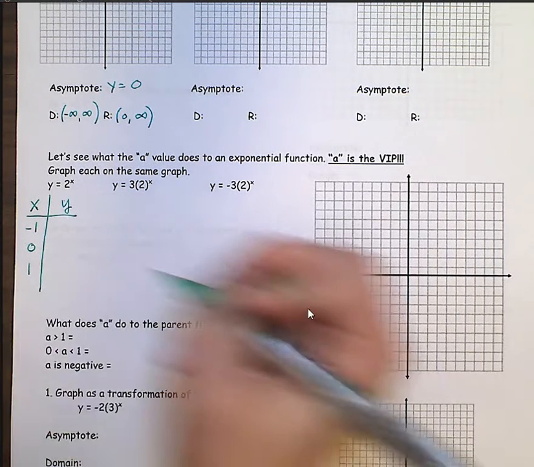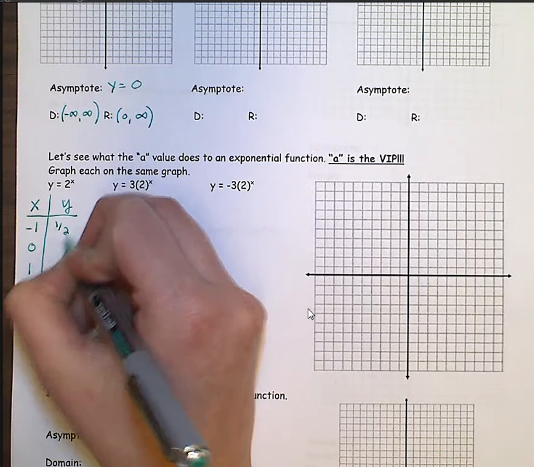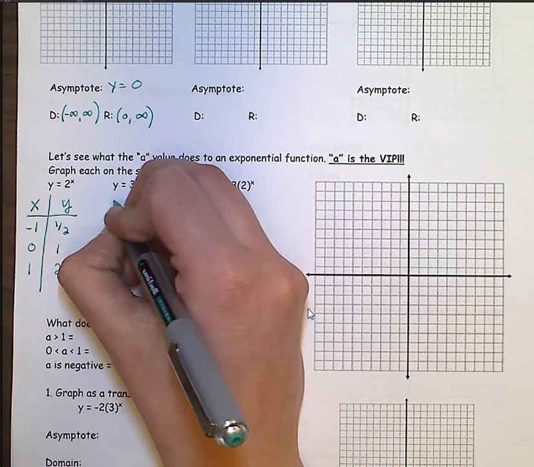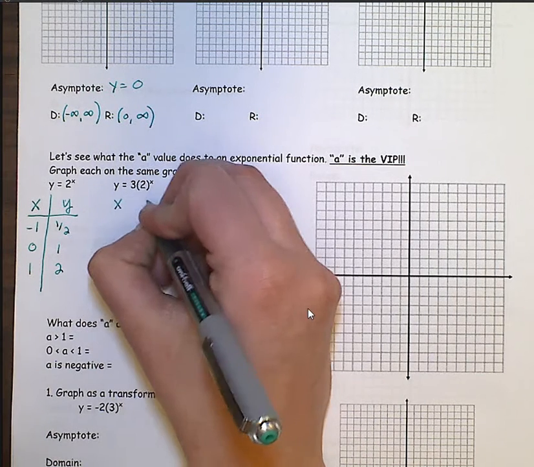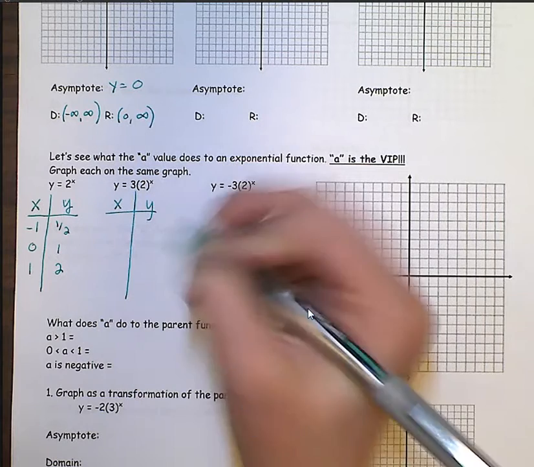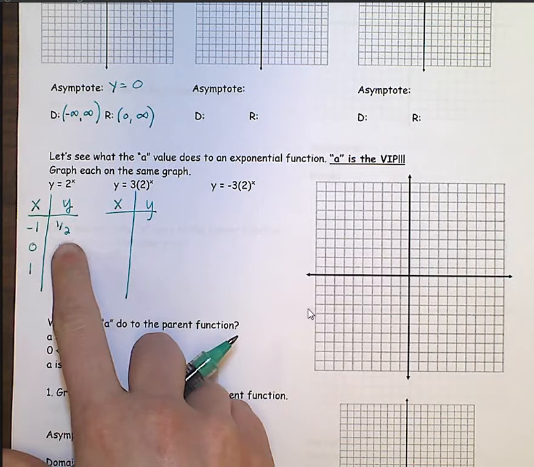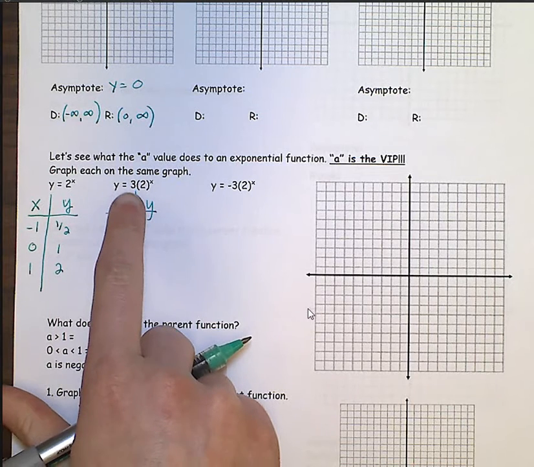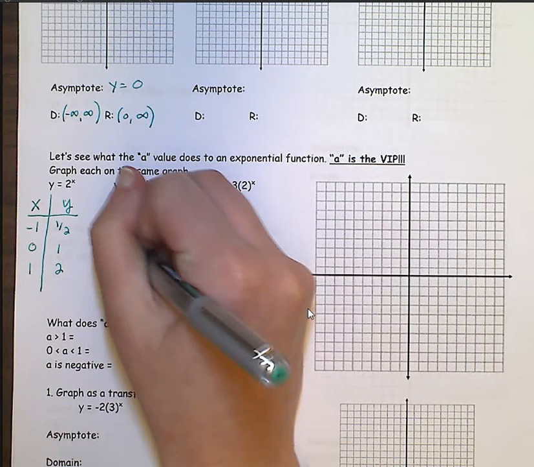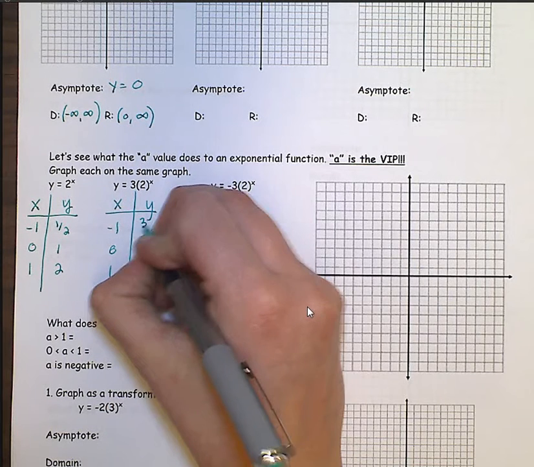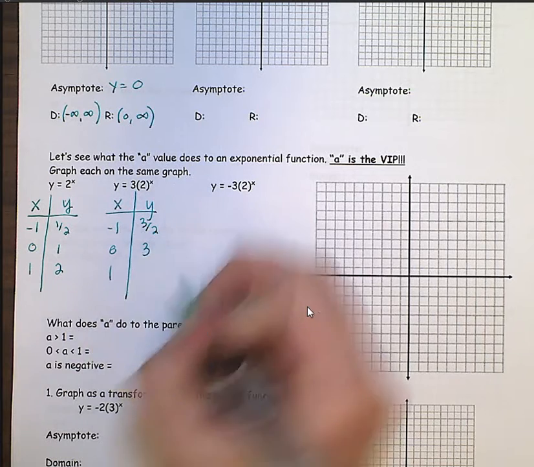If I plug in -1, I get 1/2. 0, I get 1. 1, I get 2. So let's make a table for x and y. For our second function, y = 3 times 2 to the x, I'm just going to multiply each of these values by 3. It's the same function, but times 3 in the front. So for -1, 0, 1, I get 3 over 2, 3, and 2 times 3 is 6.